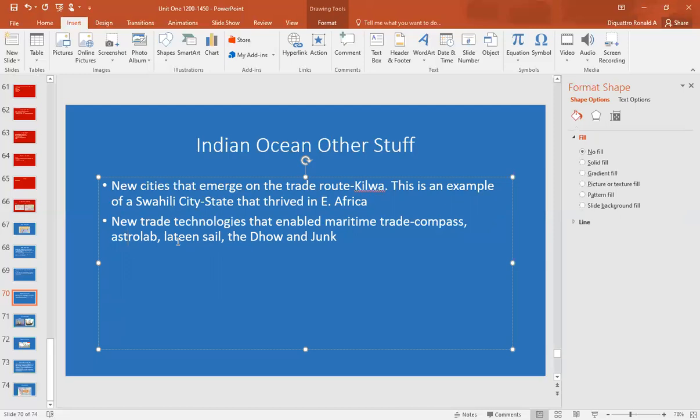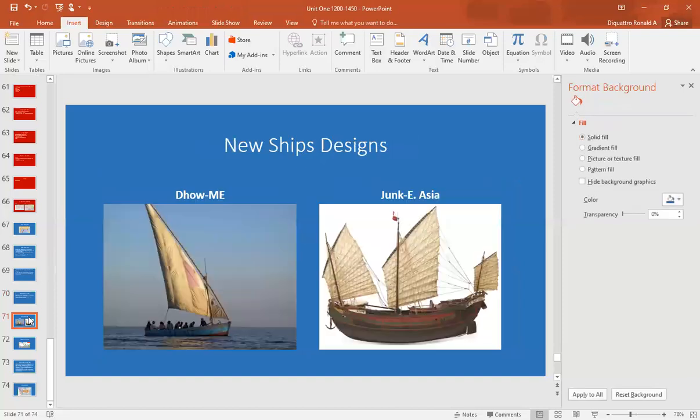The lateen sail. The lateen sail is a special triangulated sail that's designed to catch more wind. I'm going to show you an example of that in just a second. And new types of ships, the Middle Eastern dhow and the Chinese junk. Both of these will be examples of new ships that will help facilitate trade in the Indian Ocean.